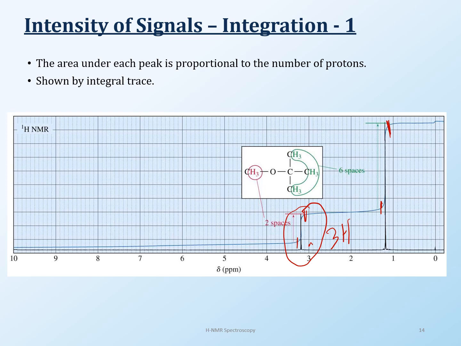Once you assign that one peak to be 3 hydrogens, it is going to calculate all the other peaks. So you don't have to do the math for all the other peaks, but for one peak you have to be sure. So you have to know a little bit about your structure.